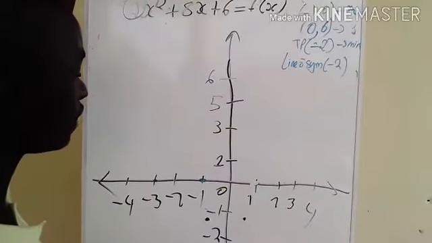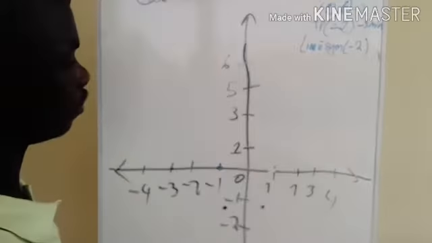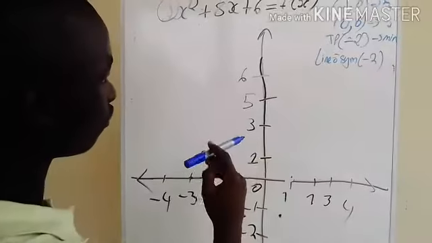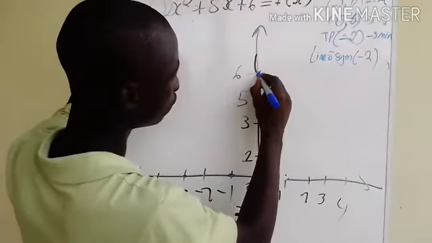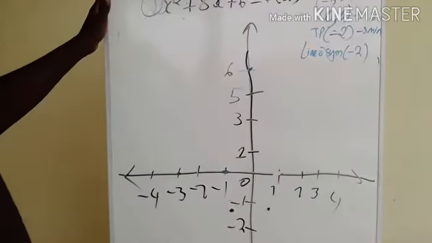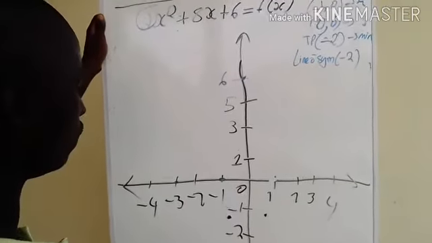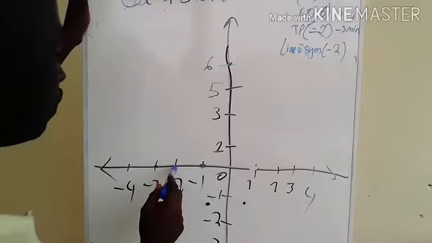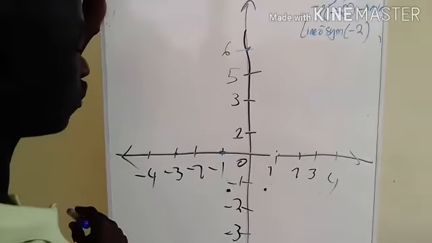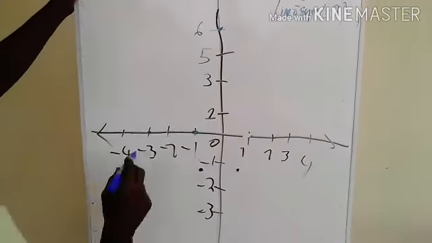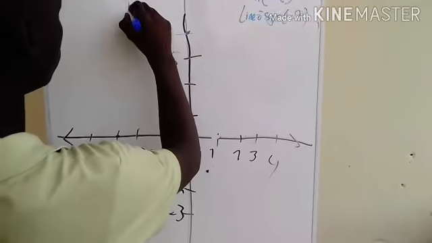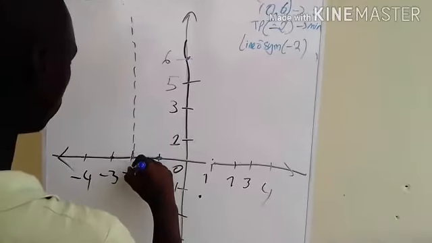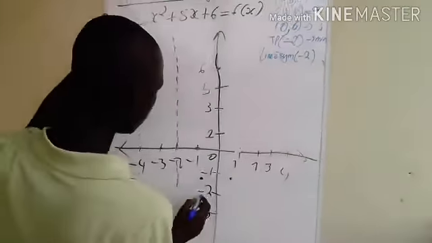Now the y-intercept: when x is 0, what is the value of y? x is 0 at this point here, so the value of y here is 6. And now we have the line of symmetry. This is the line of symmetry. The line of symmetry will pass through the minimum turning point, and this is our minimum turning point.